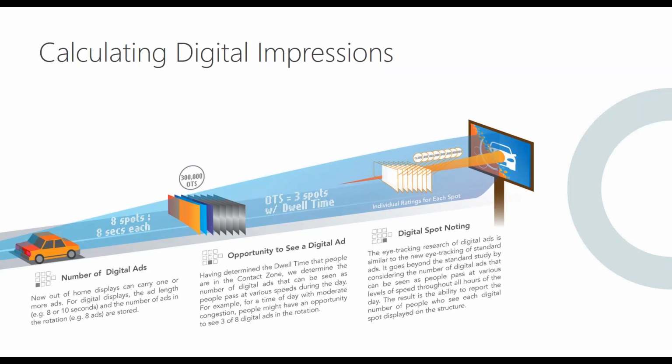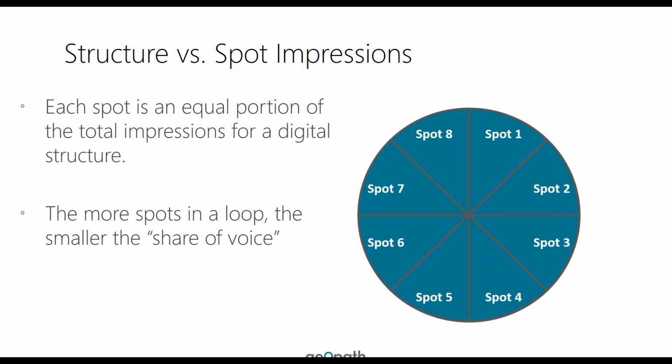So we don't necessarily assume that all ads in rotation can be seen by every single person. It might be 2 out of every 8 ads if there's 8 ads in the rotation, or 4, or in periods of heavy congestion, you might in fact have an opportunity to see all 8. So when we start calculating audience, we calculate it first at the structure level, and then dividing those impressions amongst all of those ads in the rotation. So every single ad in the rotation, or every spot, has an equal portion of the total impressions that are generated for the digital structure. You can think of it as pieces of a pie. And the more pieces of a pie, the smaller that each one of those pieces are.